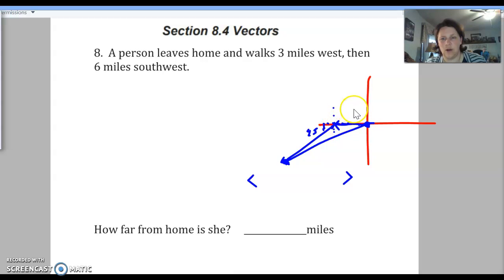We first started off walking 3 miles west. That gave me a vector that is heading exactly west, ending at -3. So I'm going to say that vector's component form is -3, 0. That gives me the magnitude and the direction of that vector.